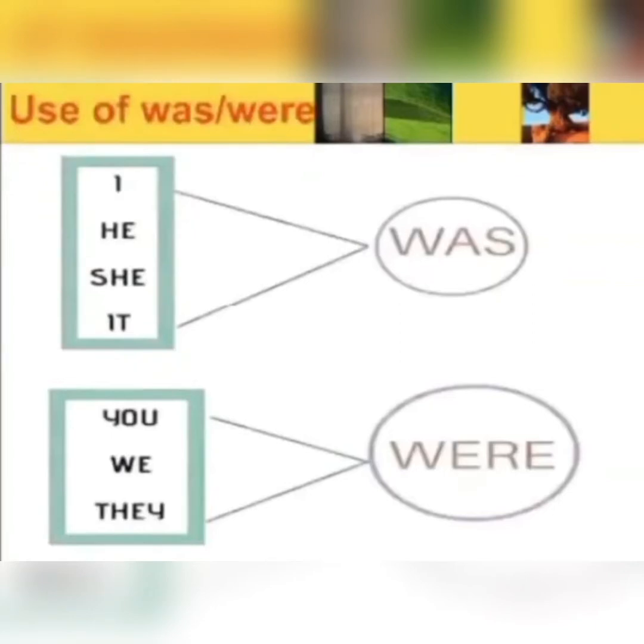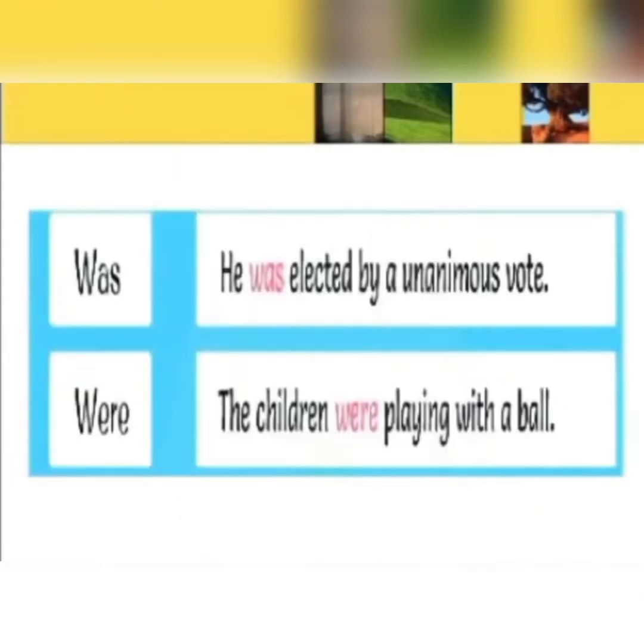Let's move ahead and look at the use of was or were. These two are used to express the past continuous tense. And was is used with the singulars and the subjects like I, he, she or it. And were is used with the plural subjects and the subjects like you, we or they. Let's look at the examples. Was. He was elected by unanimous vote. Were is used with the plural, so the children were playing with the ball. I hope this must be clear to you.